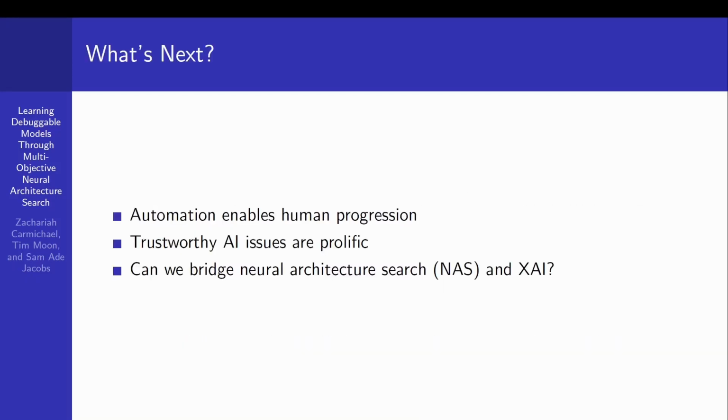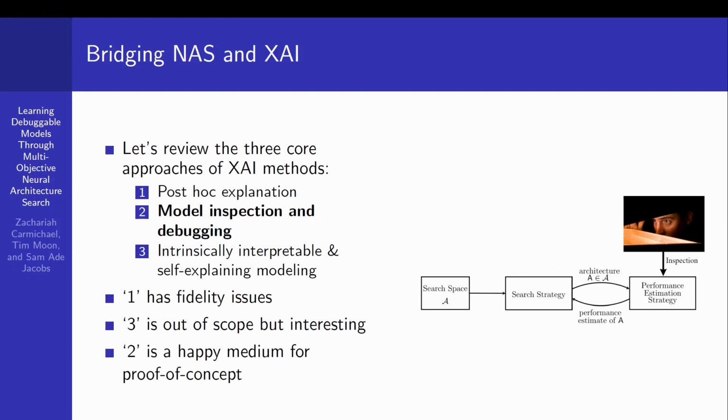So what's next? Well, automation is proved to enable human progression, and within AI and deep learning especially, what's prolific is its trustworthy issues. So how can we actually bridge the gap between neural architecture search and explainable AI? And that's what we explore in this work.